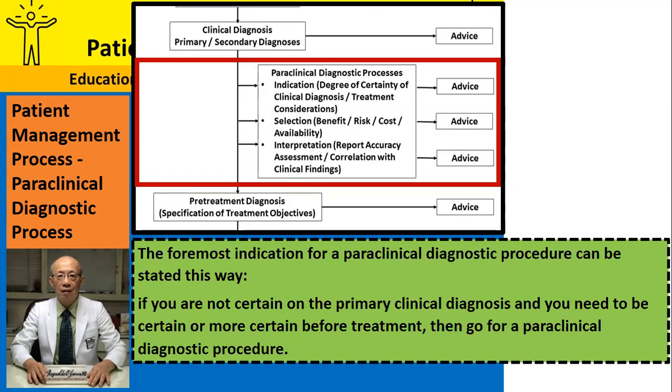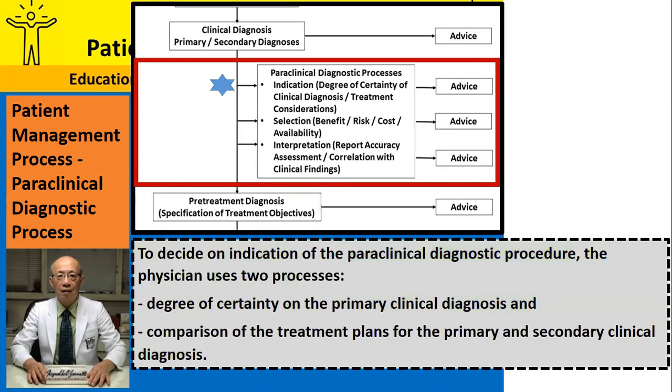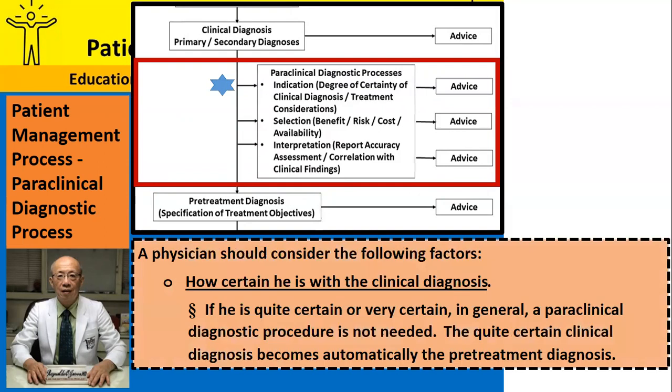Okay, the foremost indications for a diagnostic test can be stated in this way. If you are not certain on the primary clinical diagnosis and you need to be more certain before the treatment, then you have to go for a paraclinical diagnostic procedure. To decide on indications on the paraclinical diagnostic procedure, the physician uses two processes: degree of certainty on the primary clinical diagnosis and comparison of treatment plans for the primary and secondary clinical diagnosis.